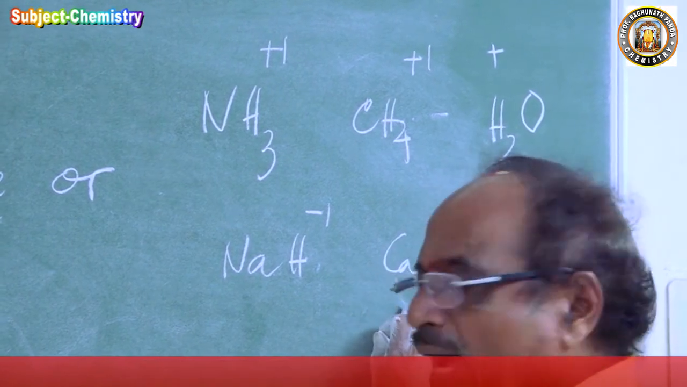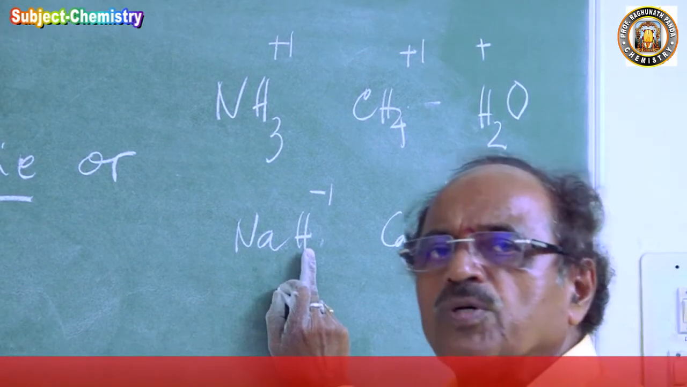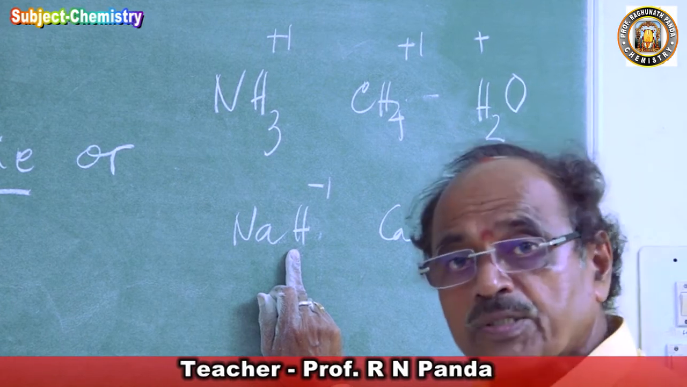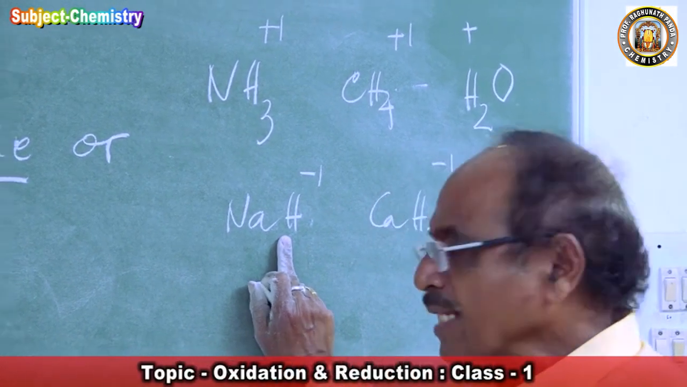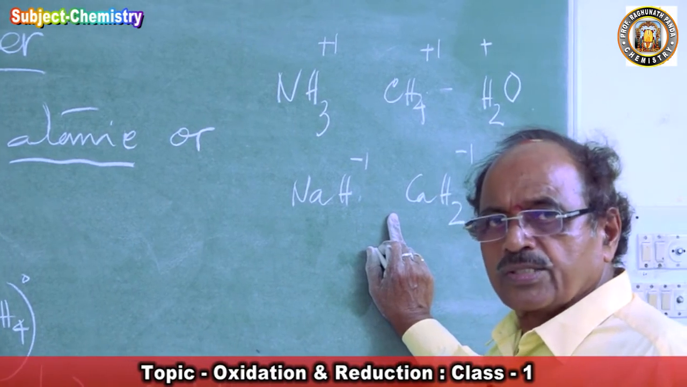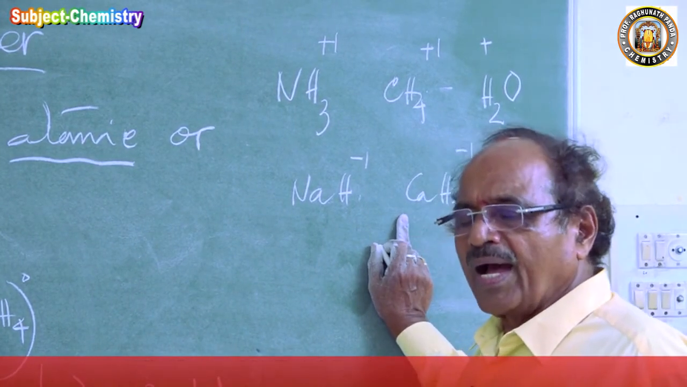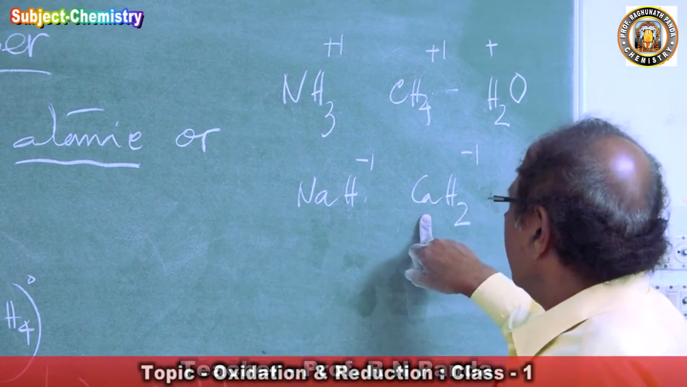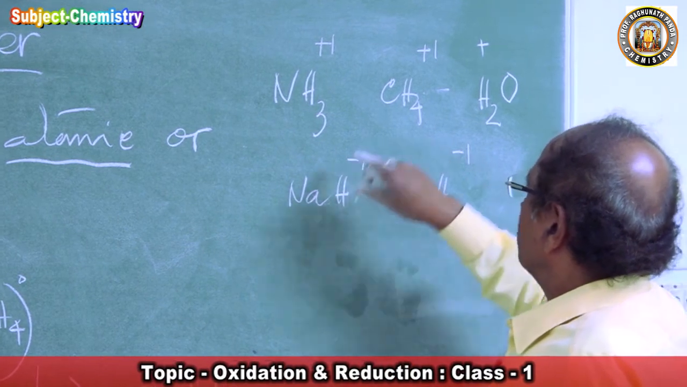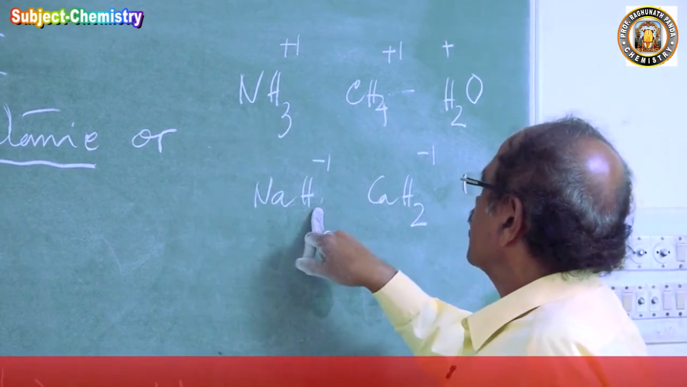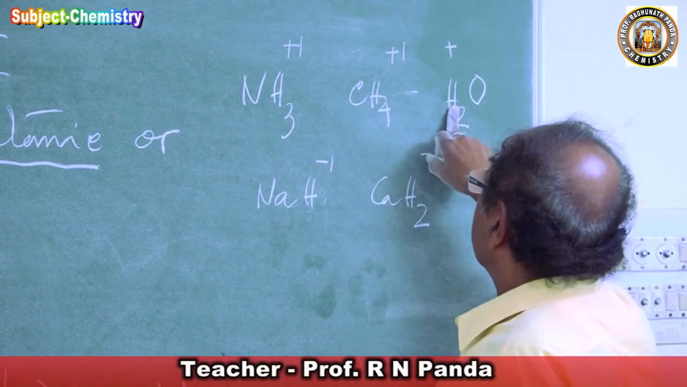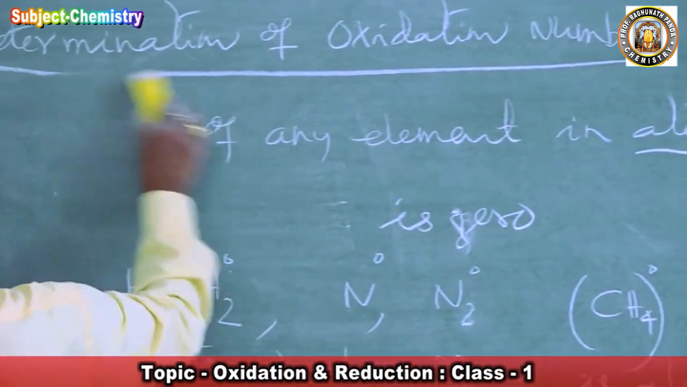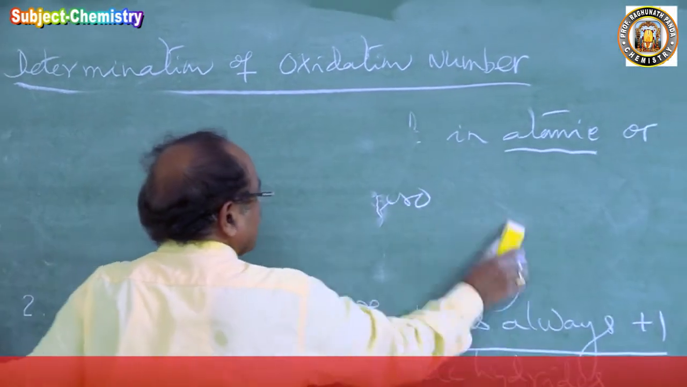Ionic hydride. Why? I have told you the sodium is more positive than hydrogen. So sodium is positive, so hydrogen is negative. With respect to sodium, hydrogen is negative. Calcium is more positive than hydrogen. So with respect to calcium, hydrogen is negative. So it is a hydride. Sodium hydride, calcium hydride: here it is +1, but here it is -1. But in water hydrogen is +1. So the oxidation number of hydrogen is always +1 except the case of ionic hydrides.